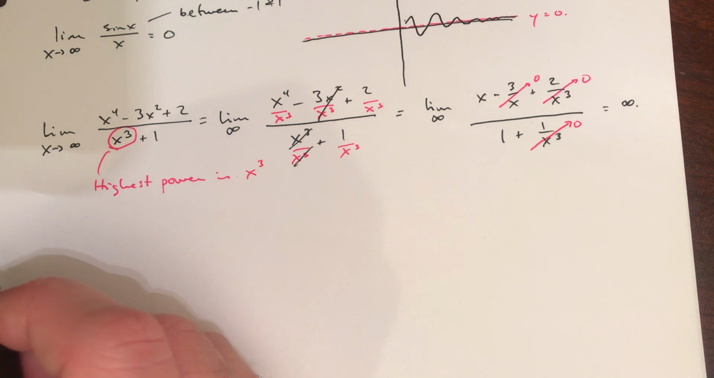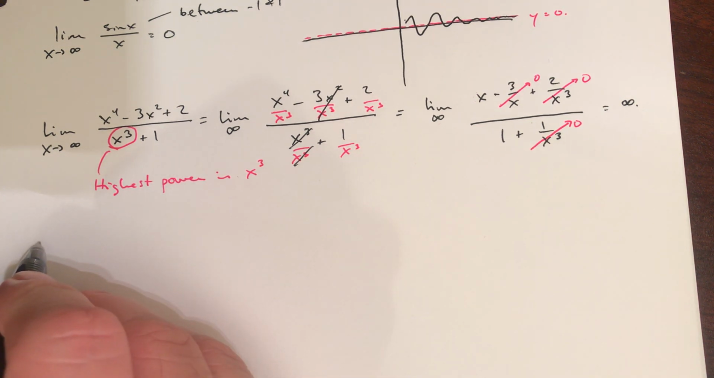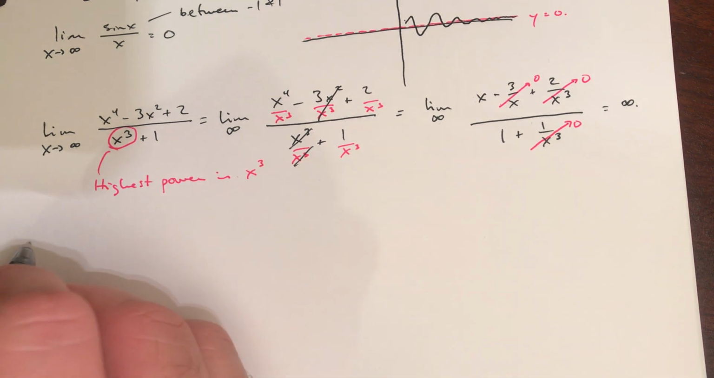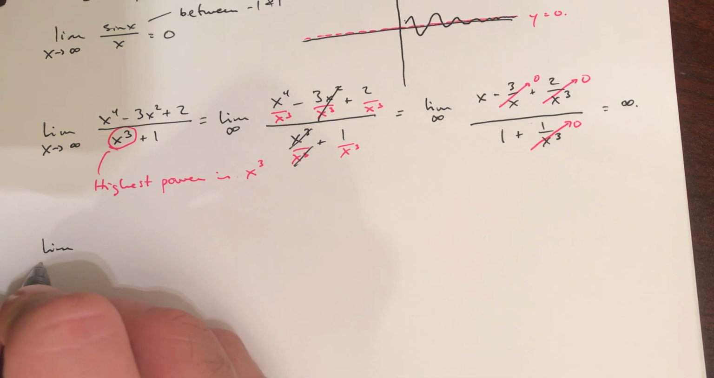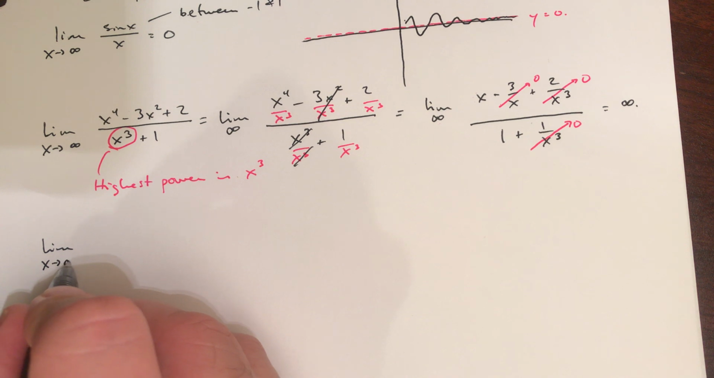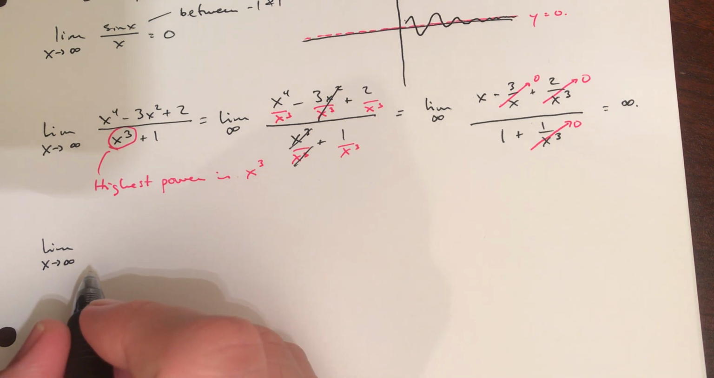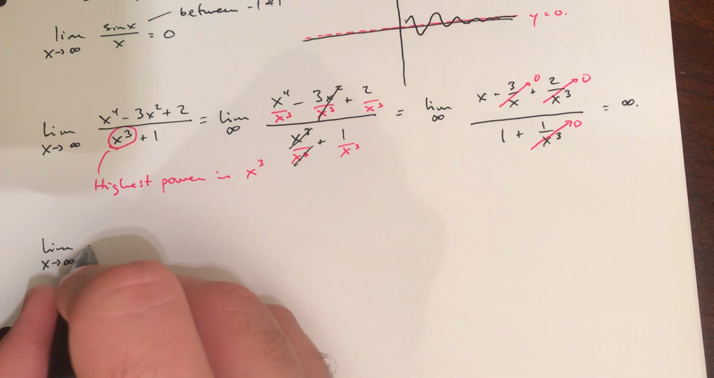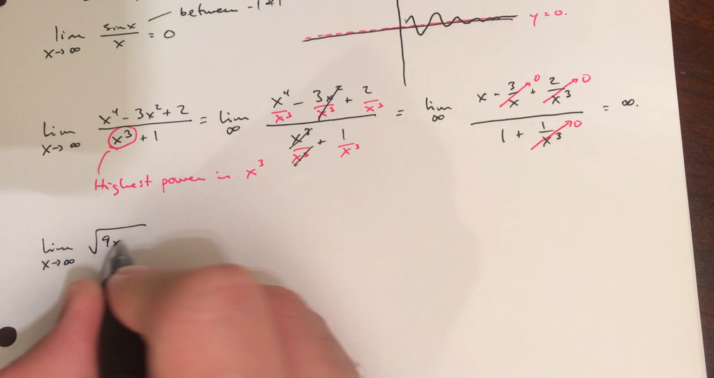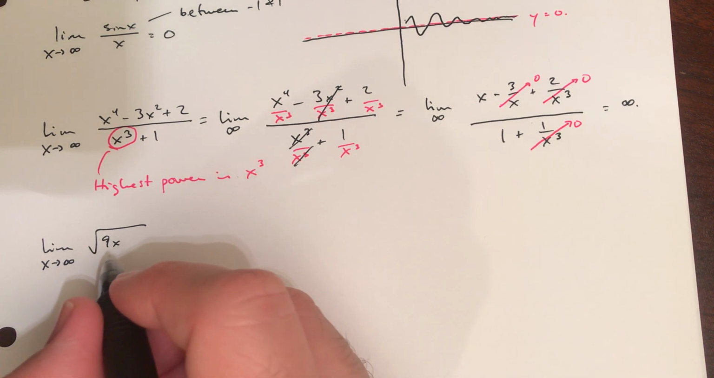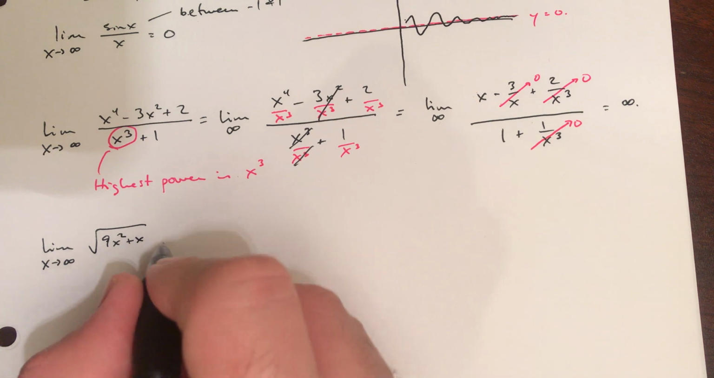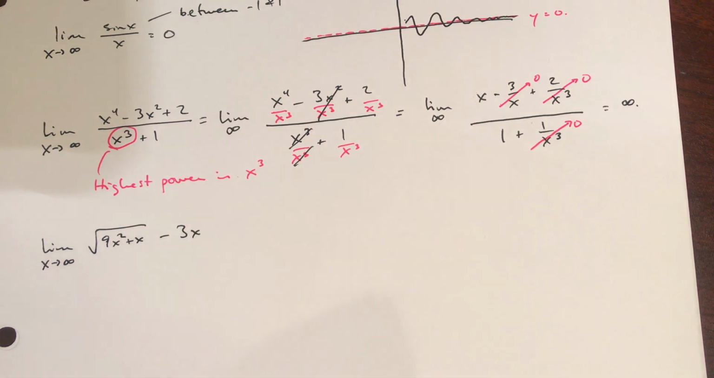So let's try another one that maybe looks a little bit strange and is not going to look like the ones that we've got here. Say the limit as x goes to infinity of the square root of 9x squared plus x minus 3x. This is not over anything.